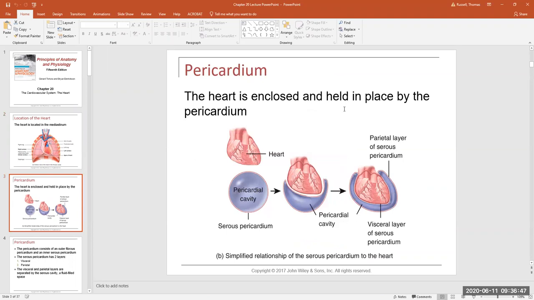Now, you don't have to focus on this slide. I only left this here so you can see how during development, the heart's developing, and then there's a little membrane that starts to wrap around the heart. So we're going to look at this, not in a developmental sense, but just the layers that make up the heart wall. So ultimately, this is called the pericardium. Peri means around, by the way, P-E-R-I. And cardium is the membrane that's around the heart. So it surrounds the heart.